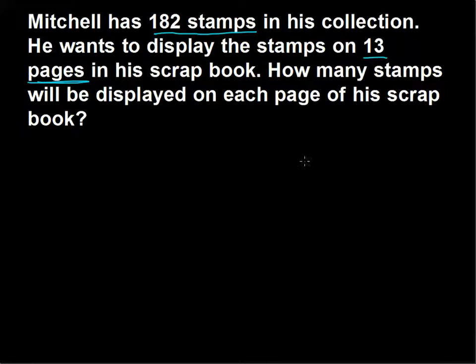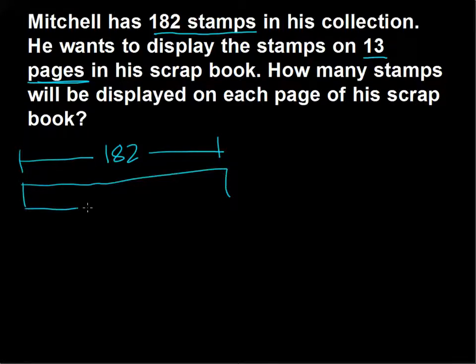Now, my strategy is to take the information that I'm given, and I'm going to use a strip diagram before I even try to divide. So if we remember from the strip diagram, we're given right here the total. So that's going to be the number at the top of the diagram. Now, what we know from the inside is that we're going to have 13 pages. So that's going to be how many sections we're going to have inside our model.